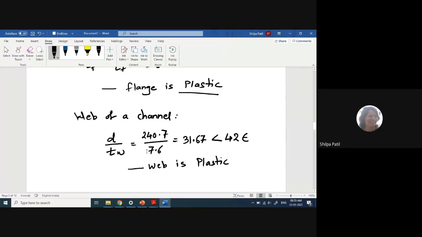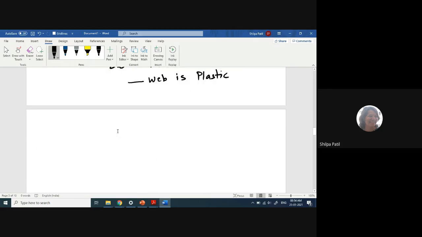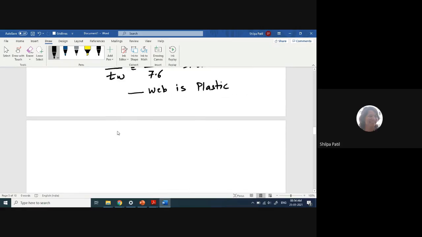Now there is no separate calculation for the section being used as a beam or as a column. Whether we are using it as a beam or a column, the class of the section will remain the same for a channel section. So I will write down here: what is the overall class you are getting now? Tell me. Plastic. Yes. So just write down one statement.